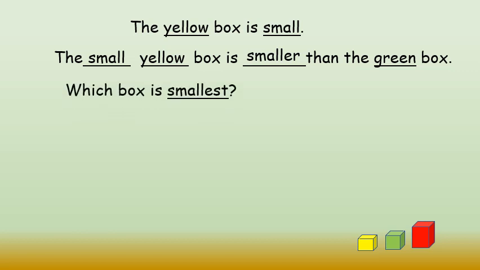Which box is smallest? We now have three boxes, the yellow, the green, and the red. Which box is the smallest? We're comparing three boxes. The yellow box is smallest.